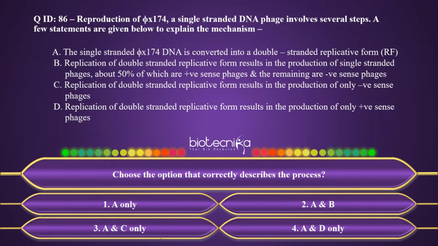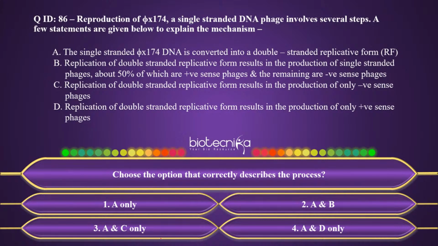So for this question, if you know how the replication of Phi X174 bacteriophage takes place, it would be easy for you to attempt it, right? If you know that this is a positive sense phage, then most of the replicative DNA strands which are being formed are in the positive sense form.